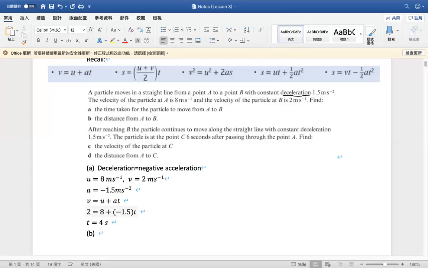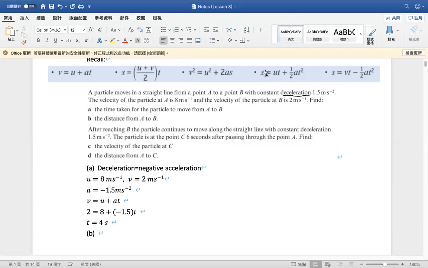All right. So the distance from A to B is equivalent to the displacement. Which equation should we use? Now we have u, we have v with a, and we want s. I think we can use this equation, because this equation doesn't have time.